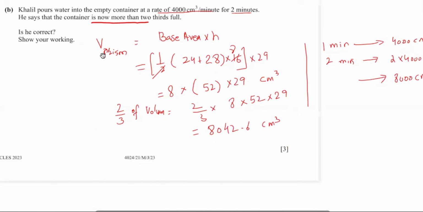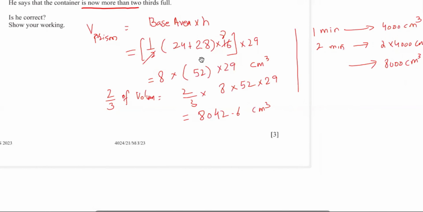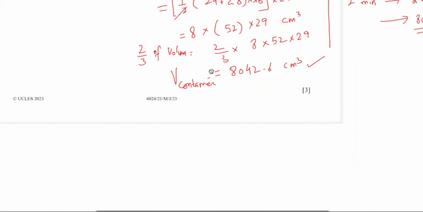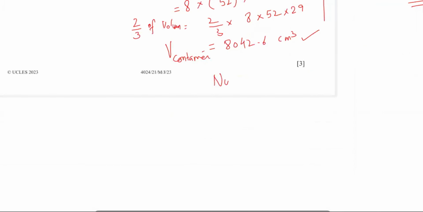And he says that the container is no more than 2/3 full. You see here, the container is filled with only 8,000 cubic centimeters, but 2/3 of the container is 8,042. This is the volume of the container, which is a prism shape, but it is filled with only 8,000. Therefore, we say that he is not correct. Now we write: no, because the container is full not more than 2/3. And this is the answer.